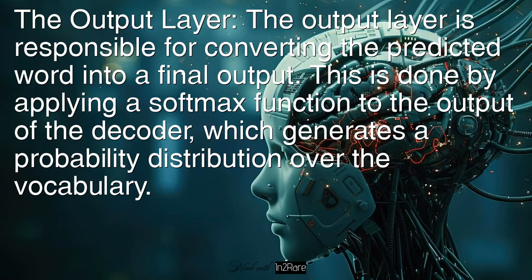The output layer is responsible for converting the predicted word into a final output. This is done by applying a softmax function to the output of the decoder, which generates a probability distribution over the vocabulary.